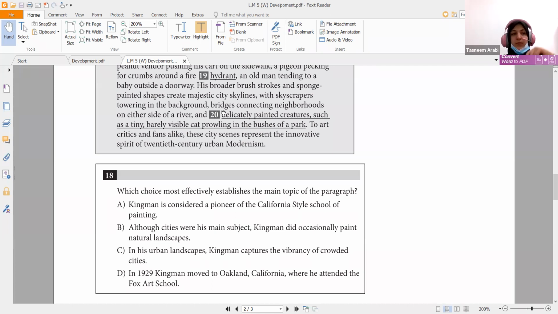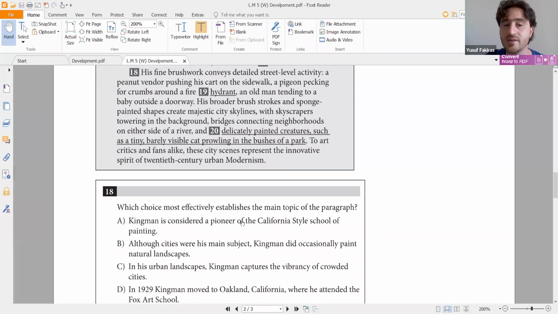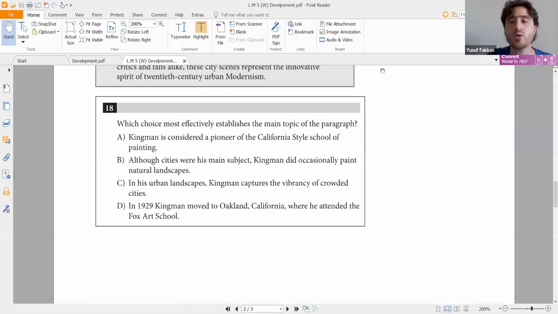Okay, thank you. Welcome. So now, as you can see, we have question number 18, right? And it's at the beginning of the paragraph. There is no underlined sentence. But if we read the question, it says, which choice most effectively establishes the main topic of the paragraph? And they give us 4 different sentences. So now we know that this paragraph doesn't contain a topic sentence, and they're asking us to add the best one. So what should we do? Again, it's not important at all to read the options.